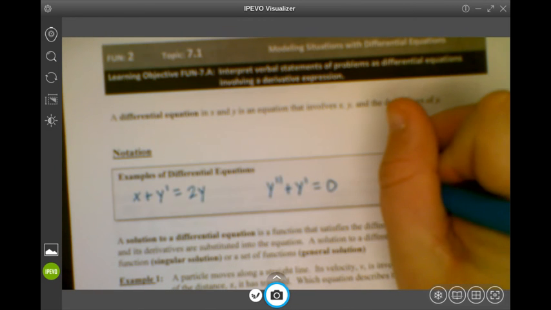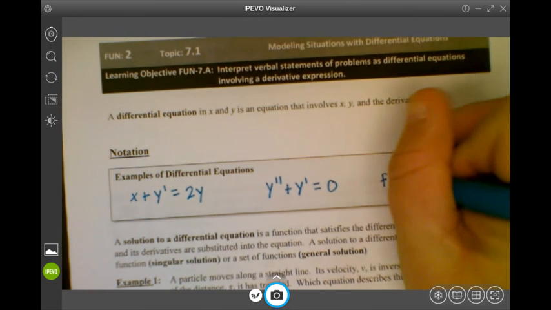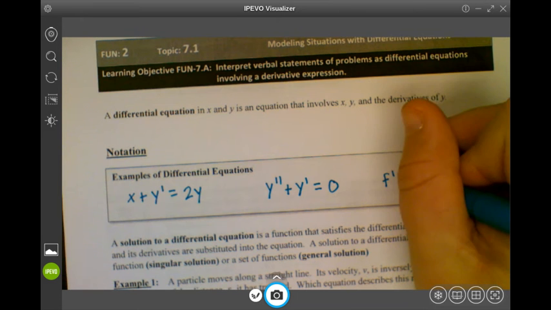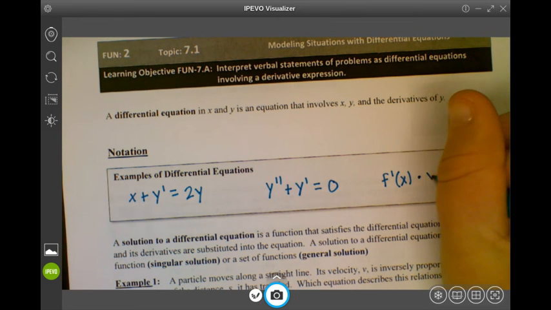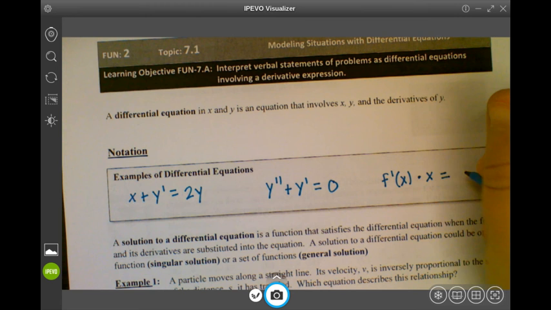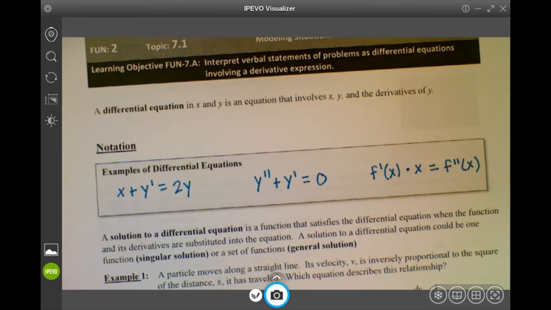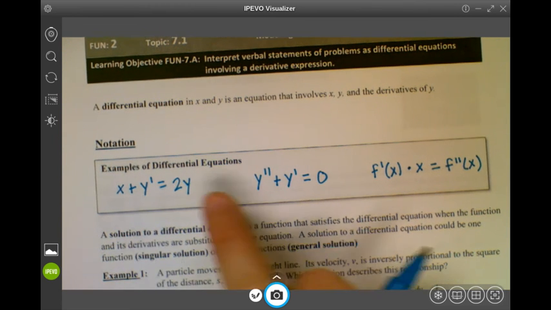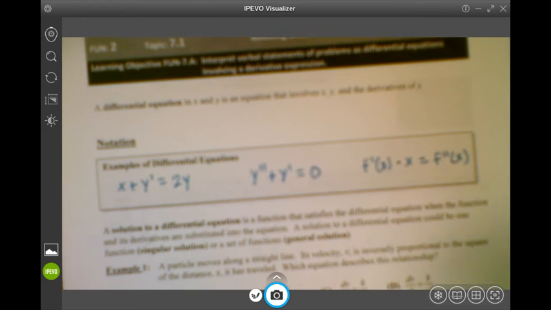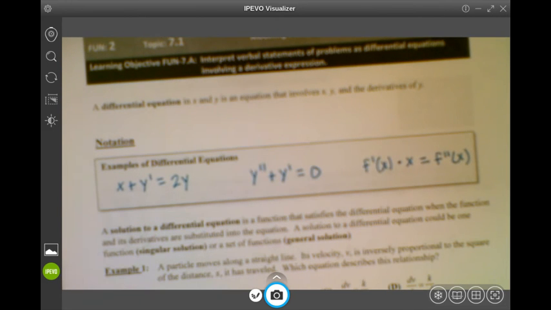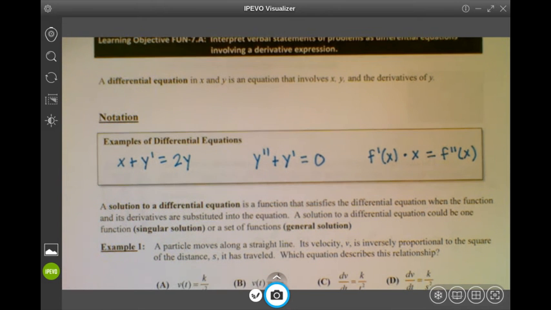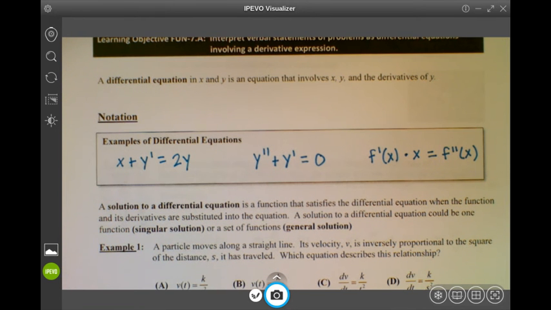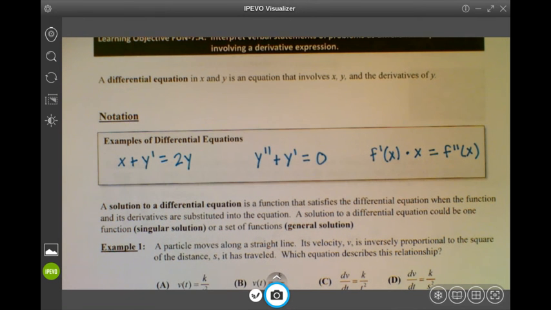You could also see something maybe like f prime, right? Because f prime is technically the derivative. So f prime of x, maybe times x, regular x, would be equal to, I don't know, the second derivative. Those are all differential equations, and they can be in any form: plus, minus, times, divide, square roots, all that fun stuff. Exponentials, we'll actually see quite a few exponentials this unit. And so those are just kind of some examples of differential equations.